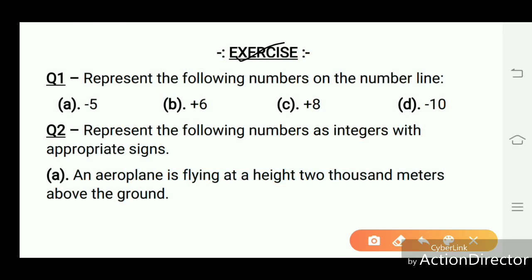In this exercise, I give some questions related to our discussion. So you will solve all these questions in your homework.